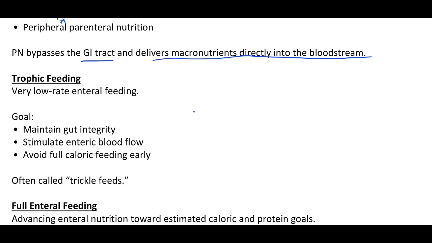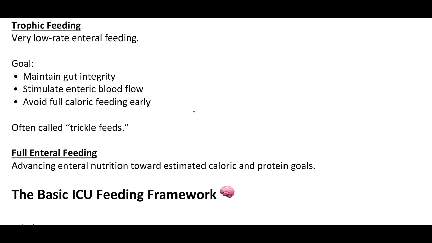Other definitions that we're going to talk about are trophic feedings. This is a very low rate enteral feeding. All right, so this is enteral. That means it goes through the GI tract, whether that's orally or through an NG tube or NJ tube or PEG tube, but it's a very low rate. All right, so it's not full feeds. And the goal with trophic feedings is often to maintain gut integrity.